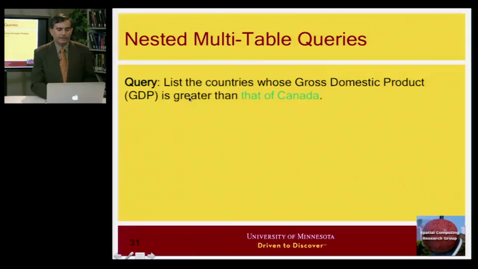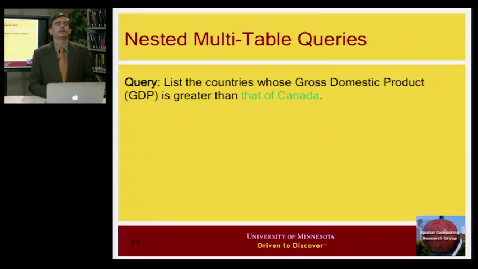So here is another English query where we are looking at countries where gross domestic product is greater than that of Canada. Okay. So one way to write this query is to decompose it into two parts. You can see a natural nesting here. So you can first find out the gross domestic product of Canada. Let's suppose somebody gave you that number, and hypothetically let's say it's $1 trillion, right? So if I had that number in hand, then this query becomes very simple. It's like a single table query.